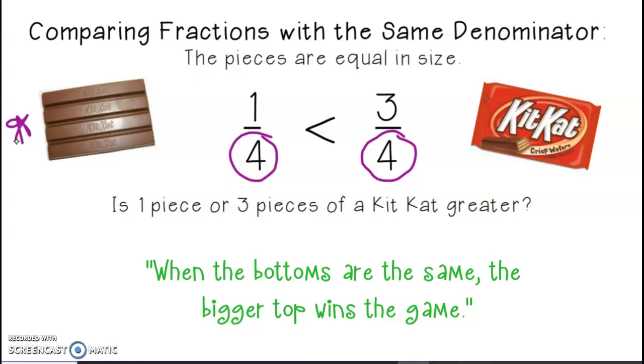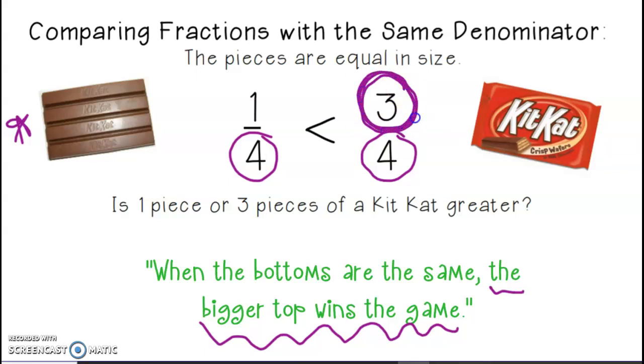Okay, so again, when the bottoms are the same, the bigger top wins the game. That's what I want you to remember. So maybe say that to yourself a couple times. When the bottoms are the same, the bigger top wins the game. So when our bottoms are the same here, they're both 4s, the greater top wins the game, which in this case is 3/4. So 3/4 is greater than 1/4.